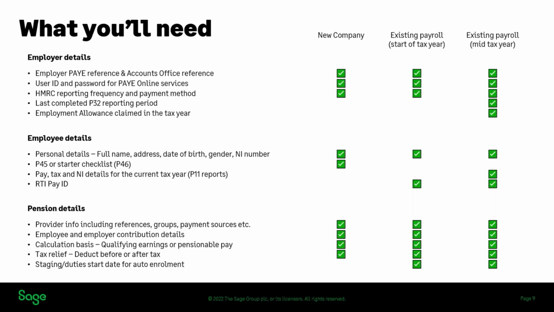Third thing you'll need is pension details. So information from your provider, including any references, groups, or payment sources. The contribution details for employee and employer, including the calculation basis and how that pension gets tax relief. So is it deducted before or after tax, or is it a salary sacrifice arrangement? And the other thing you need regards pension is your staging or duties start date, which will help you to set up the auto enrolment features.